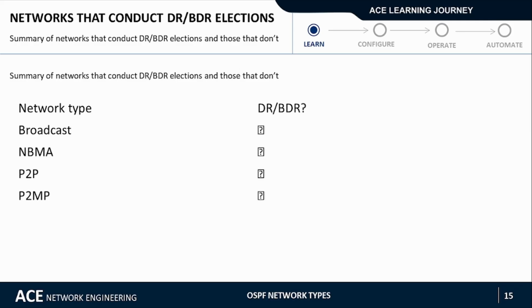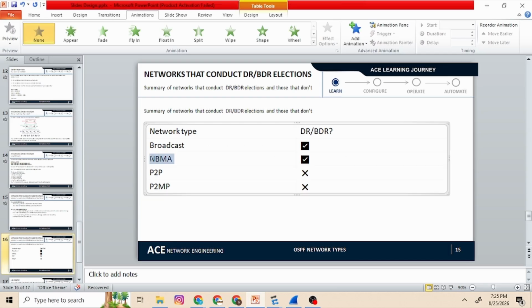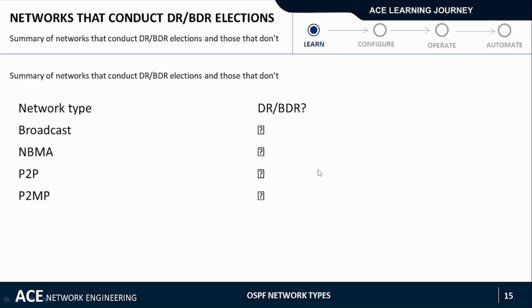So this is a summary. We have broadcast will conduct, non-broadcast multi-access will conduct, point-to-point will not conduct, point-to-multipoint will not conduct an election.